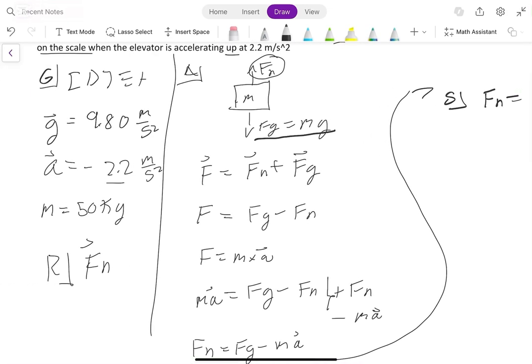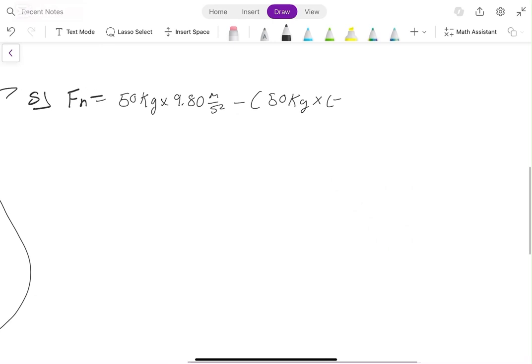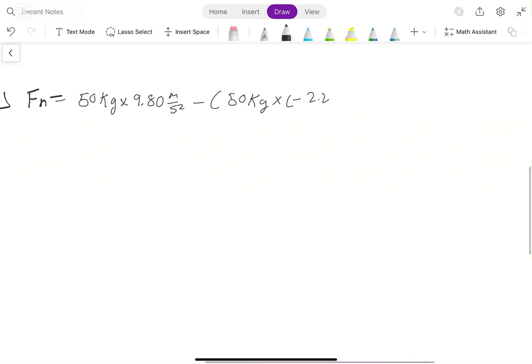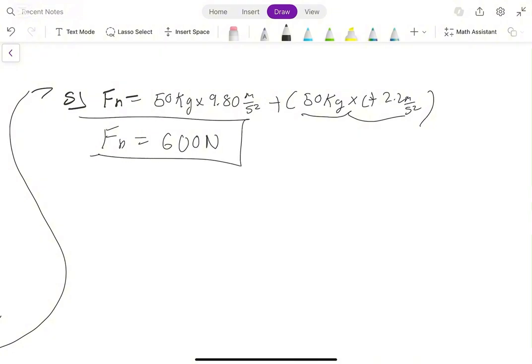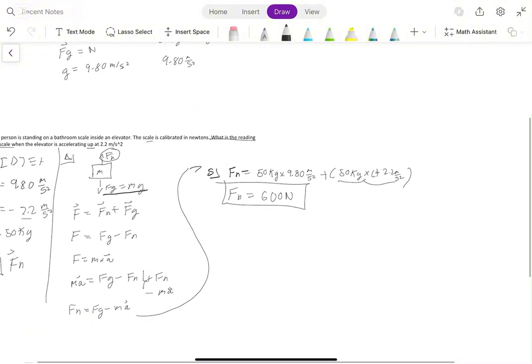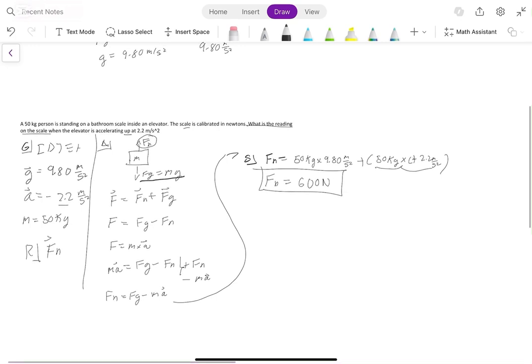times negative, because remember we set down as positive, so up will be negative, times negative 2.2 meters per second squared. Now if you punch this all into your calculator, you'll get a negative number here, and that ends up becoming positive, because a negative with a negative just creates a positive, and you should end up with 600 newtons as your final answer.